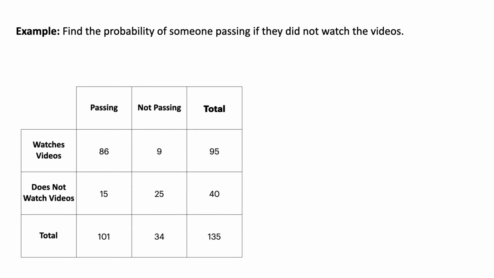Find the probability of someone passing if they did not watch the videos. So passing but not watching the videos. That would be 40 students that are not watching the videos, and there's 15 that are passing. Okay.